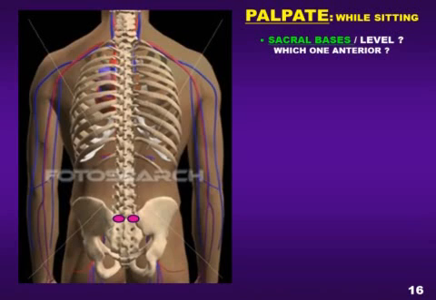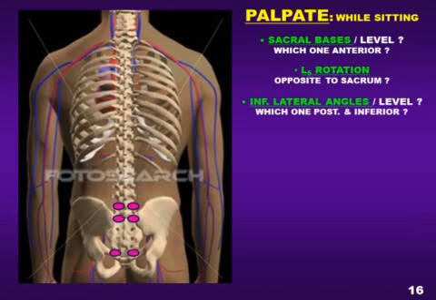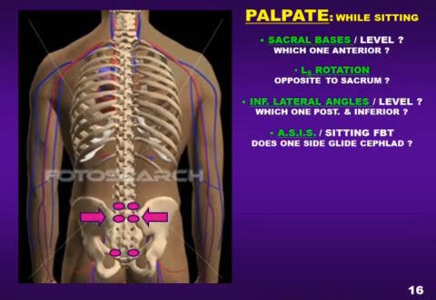You can palpate the sacral base and ask yourself which thumb is more anterior, which is more posterior. You can then slide up and palpate L5, and is L5 doing the opposite thing that the sacrum is doing, which represents the normal mechanics. You can palpate down to the ILA, or the inferior lateral angle of the sacrum, and which side is inferior and posterior. You can palpate the posterior superior iliac spines, have the patient bend forward and do a sitting forward bending test. And remember, the dysfunctional side will ride cephalad.